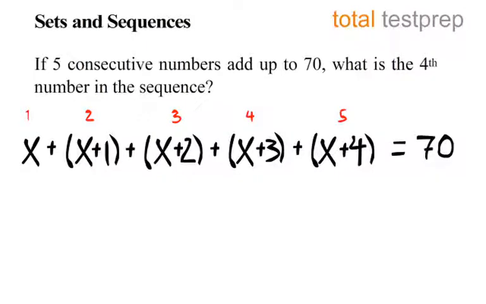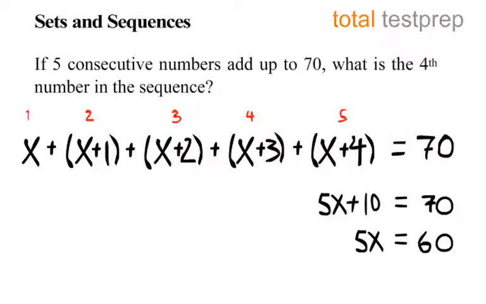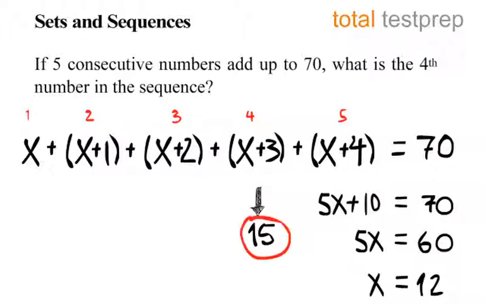We know that they add up to 70, which means we can combine them and get 5x plus 10, because all those x's add up to 5x, and all the numbers add up to 10. We get 5x plus 10 equals 70, so we get 5x equals 60, or x equals 12. This means that the first number is 12, and the fourth number, which is x plus 3, is 12 plus 3, or 15.